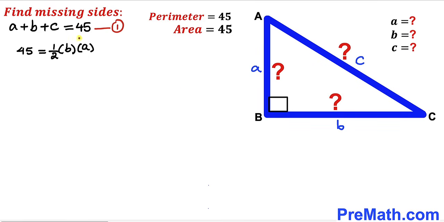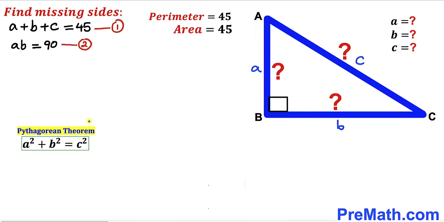a. Now I'm going to remove this fraction by multiplying by 2 on both sides of this equation. Here we can see this 2 and 1 divided by 2 cancel each other out, and 2 times 45 is going to give us 90. Therefore, our a times b value turns out to be 90, and I'm going to label this as equation number 2.